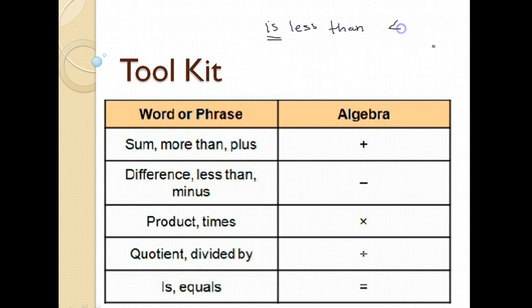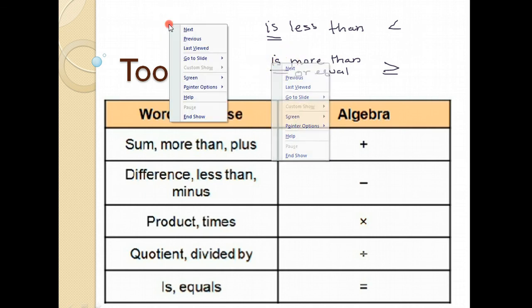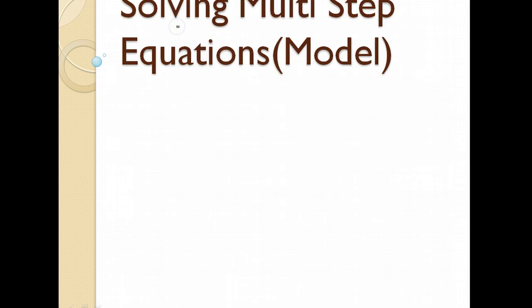Is less than is the less than symbol, or is more than or equal is greater than or equal. So if you see this is in front of the more than or less than, that will tell you that it is some kind of equality, an inequality or an equality.